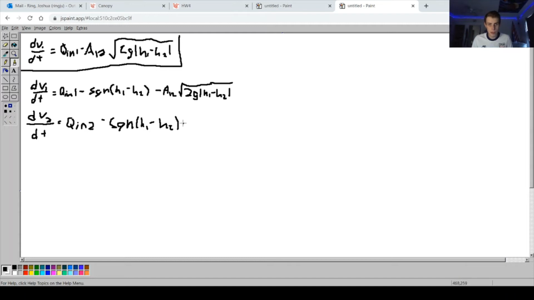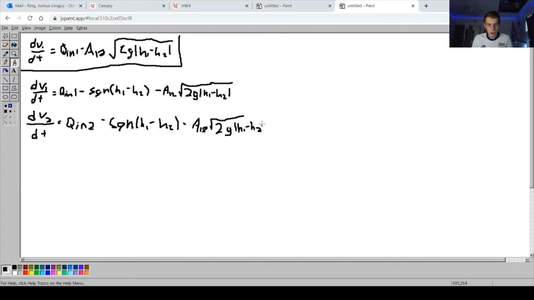And then same as the first one, we are subtracting A2 this time. Or I'm sorry, no, it's still A1, 2. And being multiplied by 2GH. But our H is a little different because there's a difference in height and we can't have a negative.